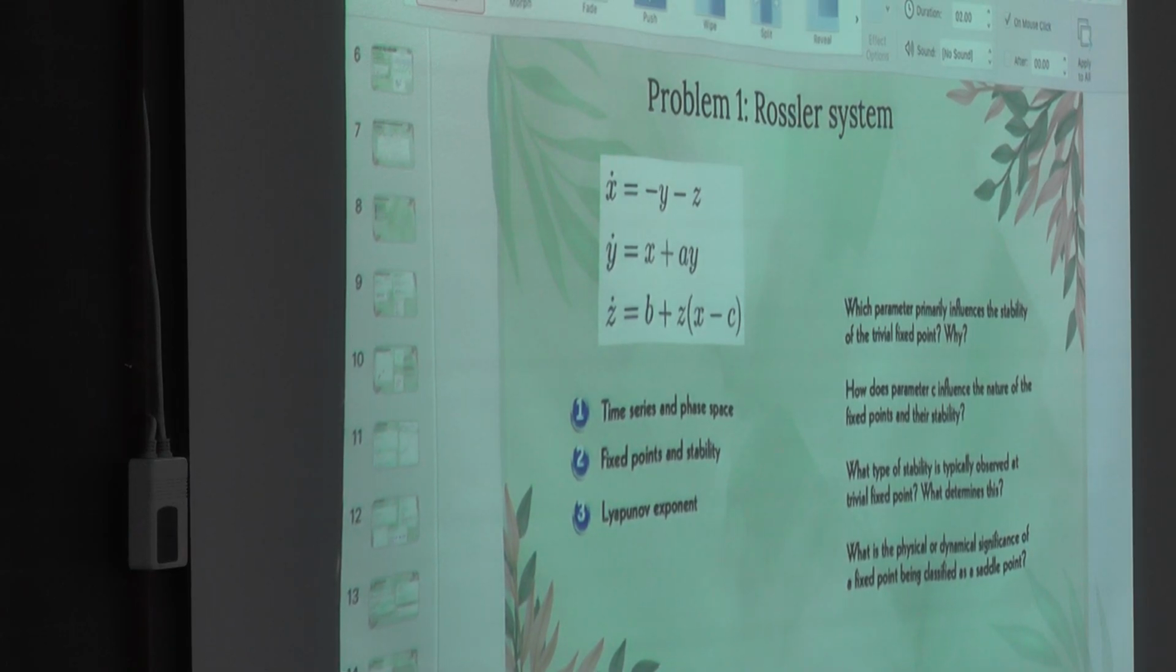Okay, so how does parameter C influence the nature of the fixed point and its stability? I think you can see from the fixed point directly. The value of C is very important there. So maybe you already know how to answer it.